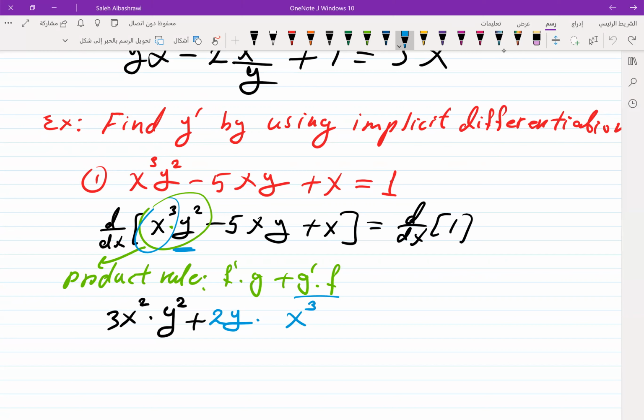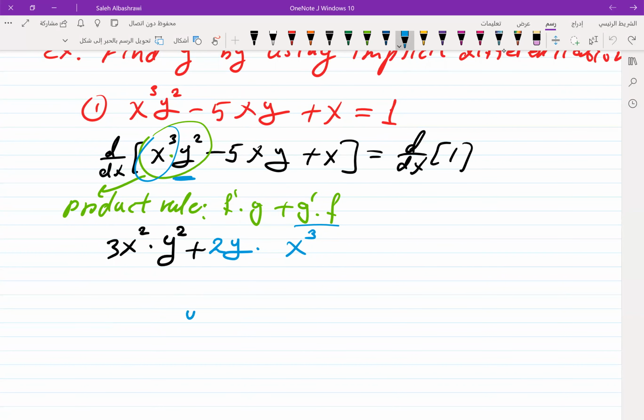But we have to be careful about one thing. Each time we differentiate a variable y, we must have y prime, because we are differentiating with respect to x. This y squared is like y in brackets to the power 2. By the chain rule, this is 2 multiplied by y, then the derivative of what is inside, which is y prime. So we differentiate the power, then we differentiate what is inside. So it is 2y multiplied by y prime. Be careful about this one.